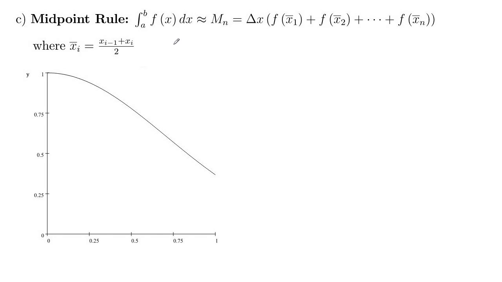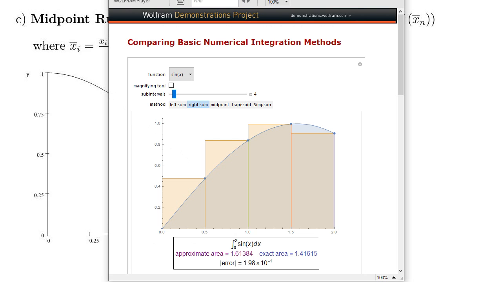Next, we want to approximate with what's called a midpoint rule. So we use a capital M for midpoint. N is your number of rectangles again. And with midpoint rule, let me show you the demonstration here first.